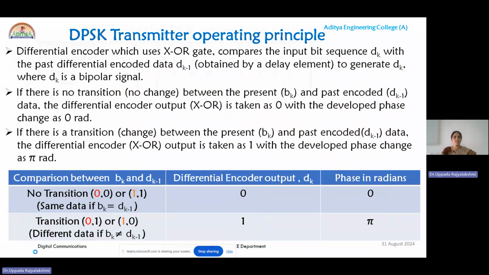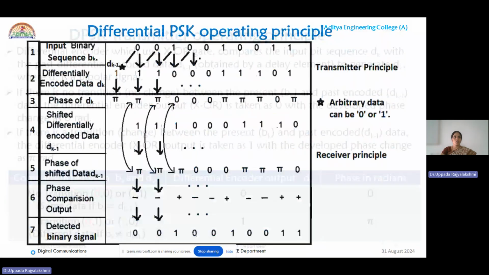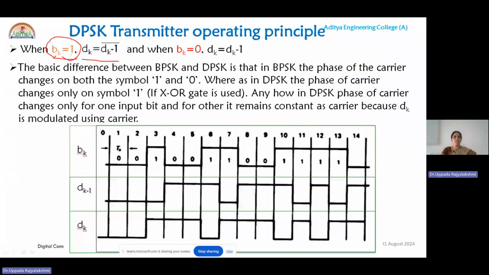That's what we have mentioned in the next slide. Here you can see that when bk is 1, dk, the current differential data, is the complement of the past differential data. When bk is 0, the differential data and the past differential data are both the same. That's what we mentioned here.